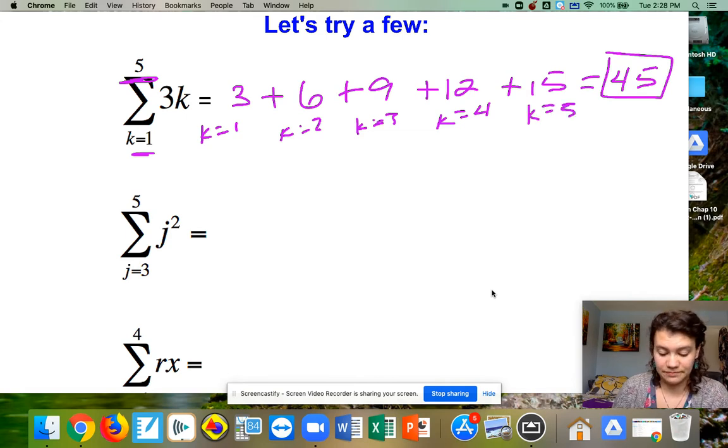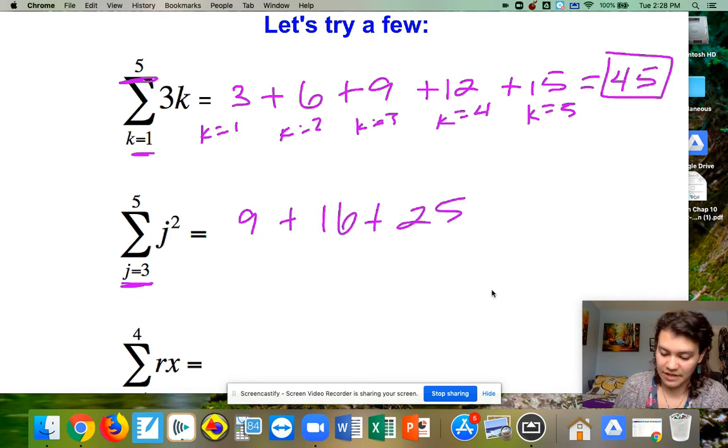Same idea for the next one. You want to start at 3, so you get 9, and then you plug in 4 to get 16, and plug in 5 to get 25, and that's where we're going to stop because we're going to stop at 5. So it's not saying do 5 terms, it's saying go until you hit number 5. So the answer is going to be 50.